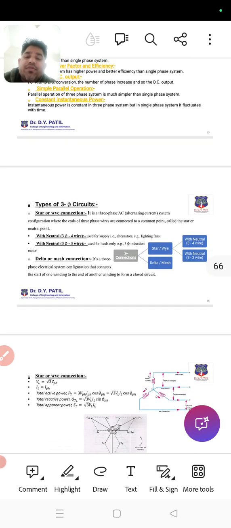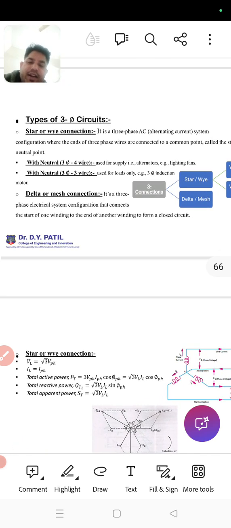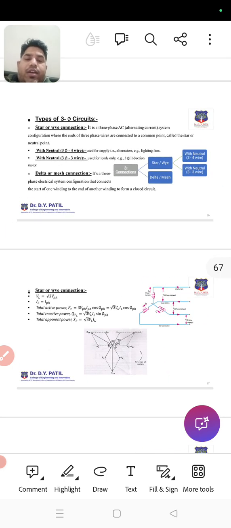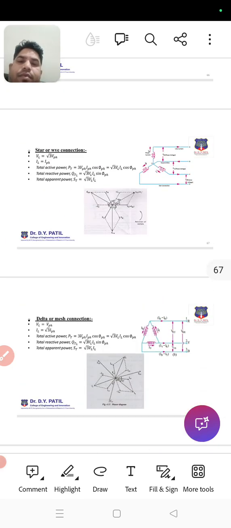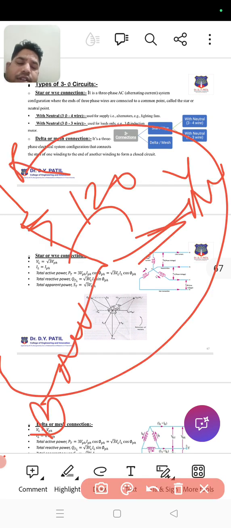There are two types of connection, star and delta. When the three phases meet at a single point, we call it a star. When the three phases form a closed loop, we call it a delta connection. Here we can see a star or delta. There is one derivation.